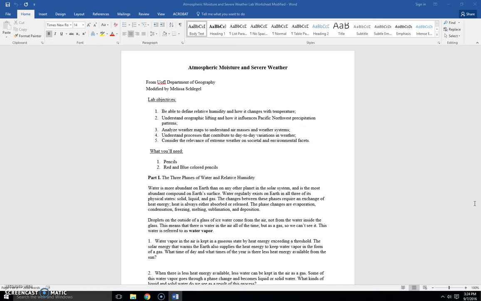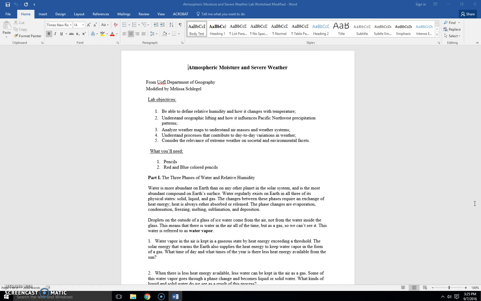The lab objectives are: 1. Be able to define relative humidity and how it changes with temperature. 2. Understand orographic lifting and how it influences Pacific Northwest precipitation patterns. 3. Analyze weather maps to understand air masses and weather systems. 4. Understand processes that contribute to day-to-day variations in weather. And 5. Consider the relevance of extreme weather on social or societal and environmental facets.